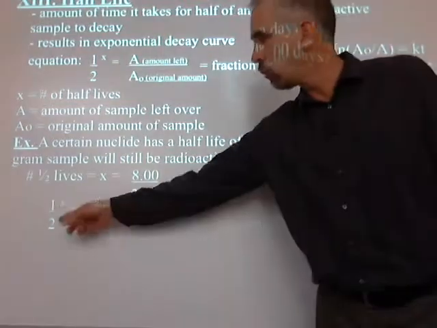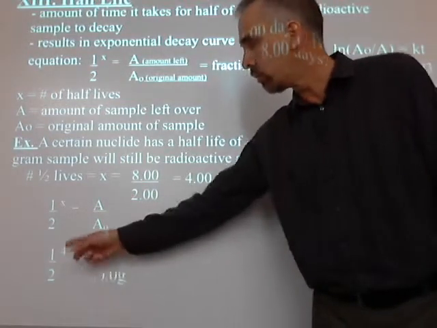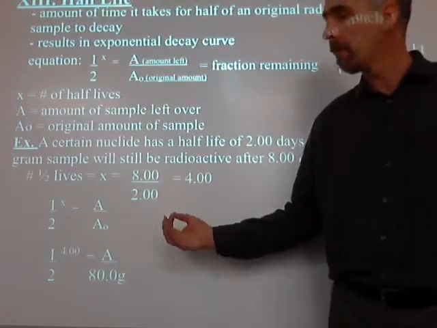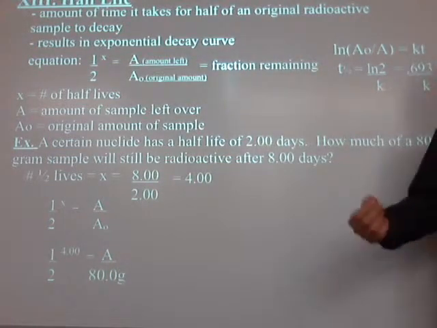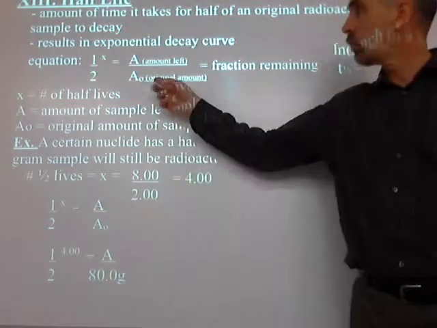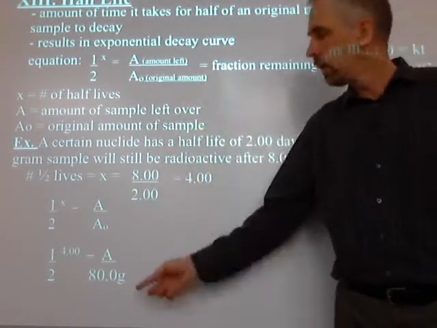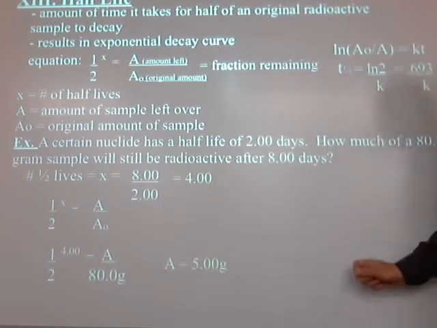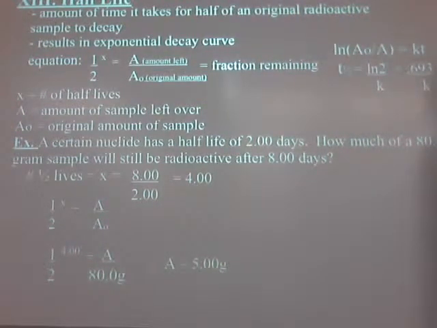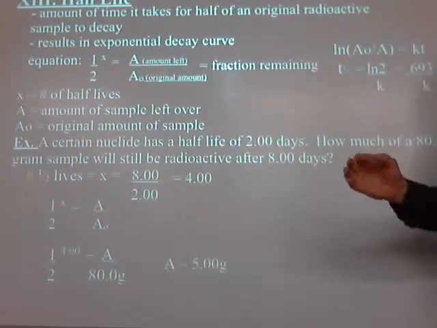So now I know there are 4 half-lives, so I can plug it into the equation. 1/2 to the x equals A over A sub 0. So 1/2 to the 4th power is going to equal A over 80. Does everybody see where that 80 came from? Here's the original amount. That's what A sub 0 means, original amount. A is the part I don't know, and then solve it, and there it is. A equals 5 grams. Got it? All right. So it's been a long time since we did those.